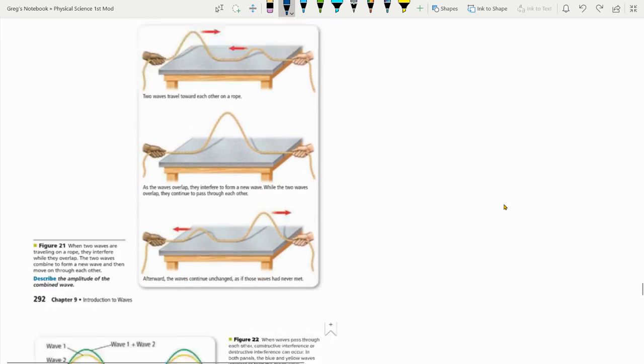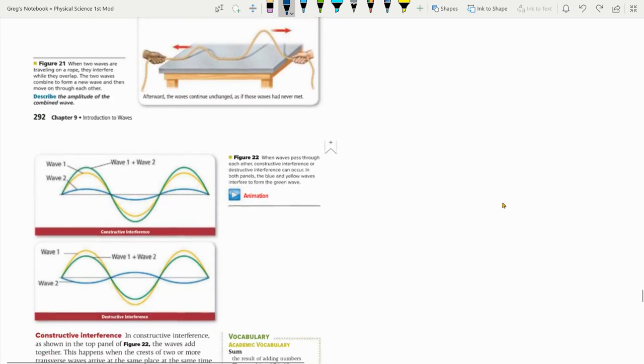Now we have interference. There's two different types of interference: constructive interference and destructive interference. So if we take a look here, blue and yellow make green. This is constructive interference. As long as the crests and troughs line up, I can add these waves together. And when I add these waves together, I get green. Blue and yellow equal green. Notice how the wave is larger.